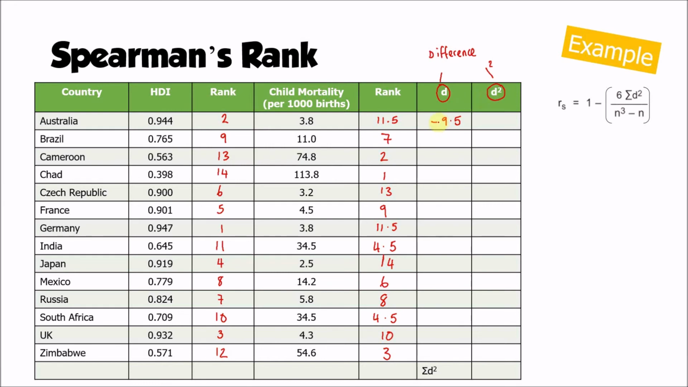So minus 9.5, if we square that, we get 90.25. Remember that when we square a negative number, the negative sign disappears. If your calculator still has it on there, just ignore it and put the number in without the negative symbol. Again here, 9 minus 7 gives us 2. 2 squared is 4. Next one, 13 minus 2 is 11, and we square that to get 121. I'm just going to carry on now and put those numbers in the columns.